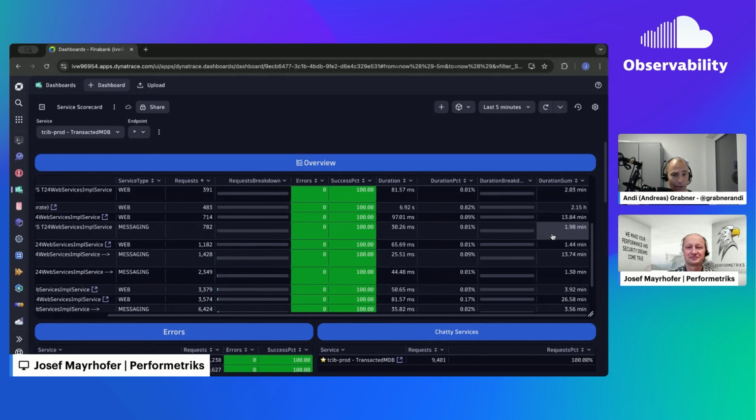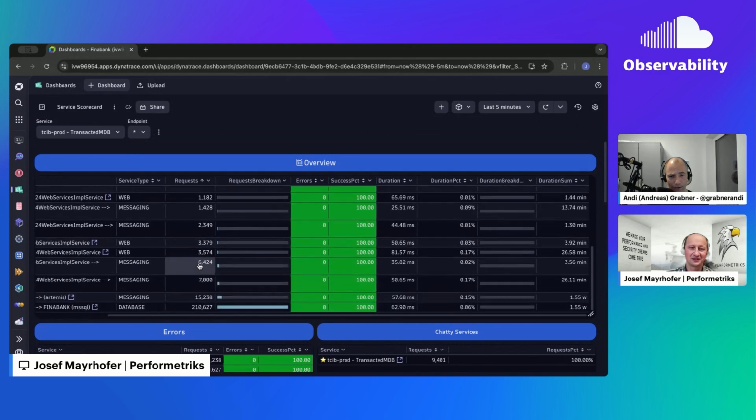That means if a call comes in on the front end, how does this request flow through your whole system? How many calls end up in the database? And I think you had several 100,000 calls, if I'm not mistaken, right? In the last couple of minutes that came in from the front end, impacting the database with 210,000. So this is what we mean with chatty calls. Chatty means back to the database, but also between services.